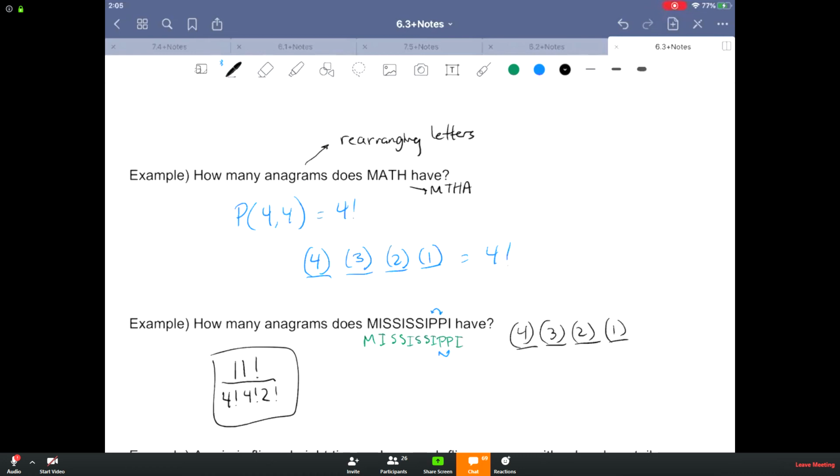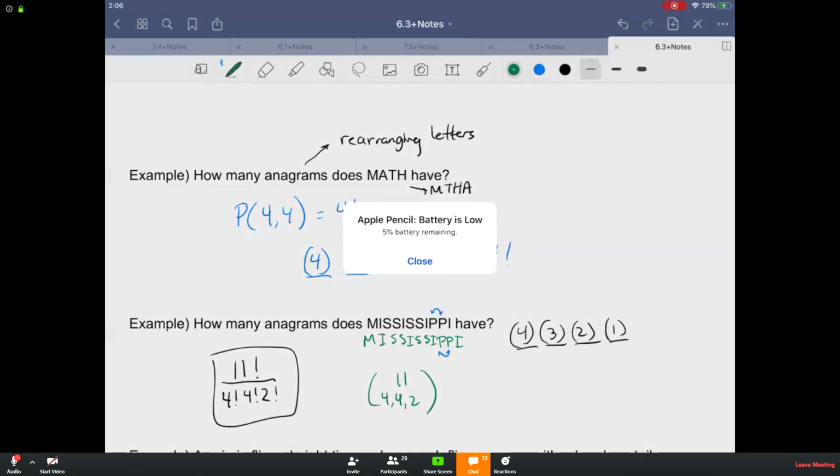All right, any questions on that problem? This one actually has a different notation with combination and permutation. Shoot, give me 1 second. If I remember correctly, the way this one looks is 11, 4, 4, 2. I think it's something like that. It's a weird notation. Yeah, it's like that.